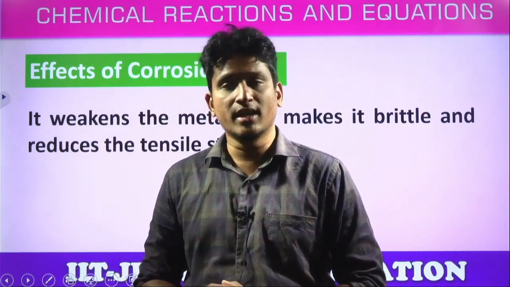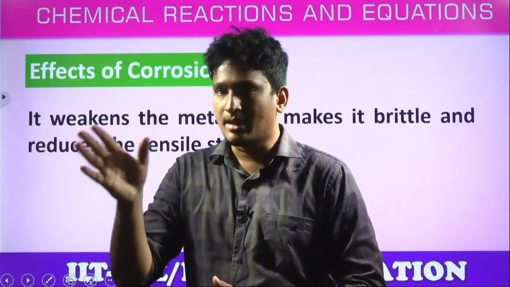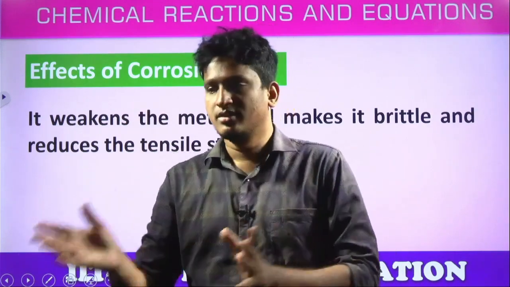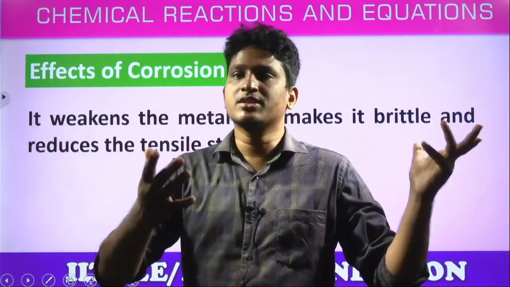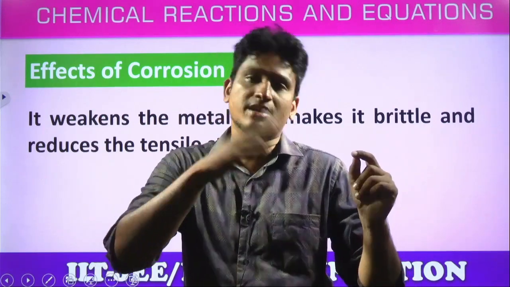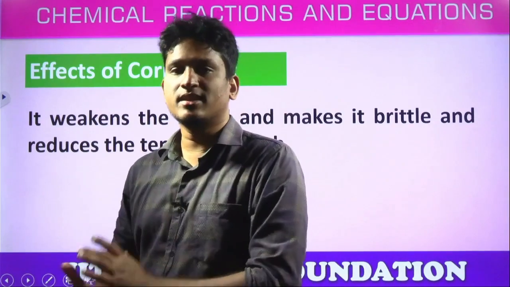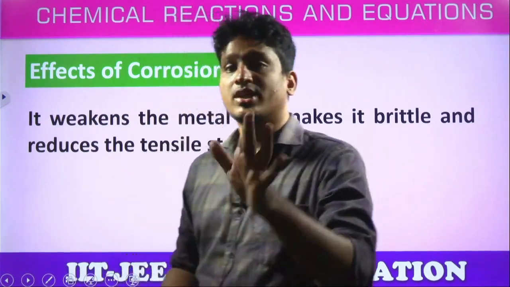Then what can we do? We can simply paint, or we can apply oil or grease, not for a bridge, but for machinery kind of things. For bridges, we have to coat with another metal, like galvanization, electroplating, so alloying. So there are different methods. We can prevent corrosion, rusting mainly.